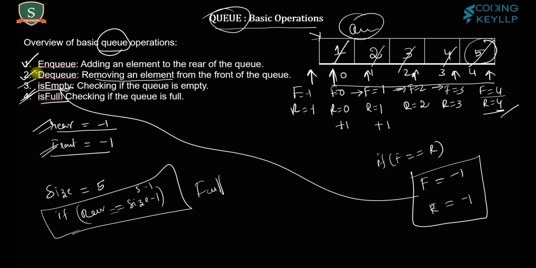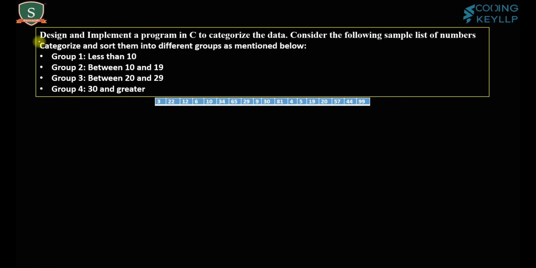Let us see the operations insert and delete by taking a program. Consider this program. Design and implement a program in C to categorize the data. Consider the following sample list of numbers. Categorize and sort them into different groups as mentioned. Here, the question is very simple. You take an array that has the functionality of the queues. Here, you insert the elements in the form of queue.